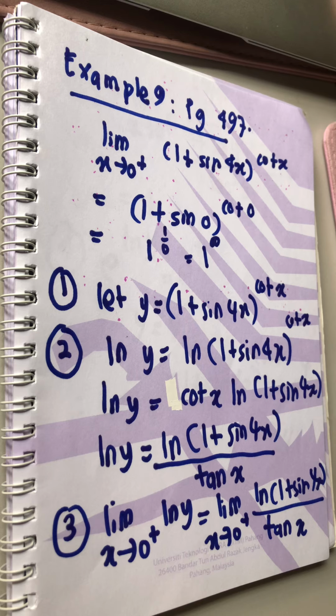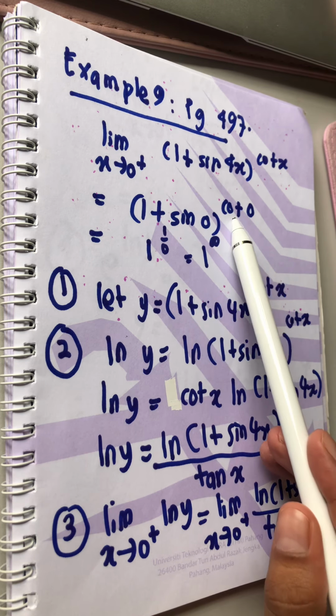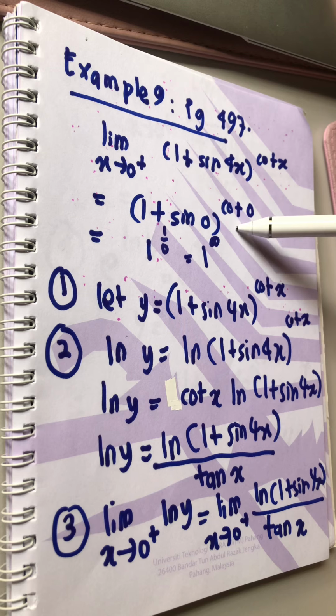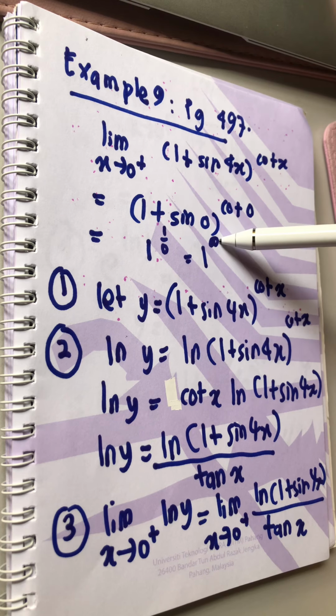So when we have the limit as x approaches 0 positive of (1 plus sine 4x) to the power of cotangent x, if you substitute x equals 0, you get 1 plus sine 4 multiplied by 0, which is 0, and then power cotangent 0. So 1 plus 0 is equal to 1, and cotangent is 1 over tangent, so 1 over tangent 0, so 1 over 0. So you get an indeterminate power of 1 to the power of infinity.